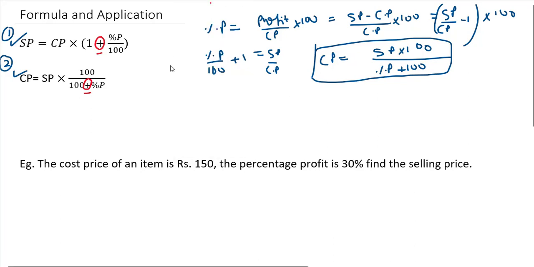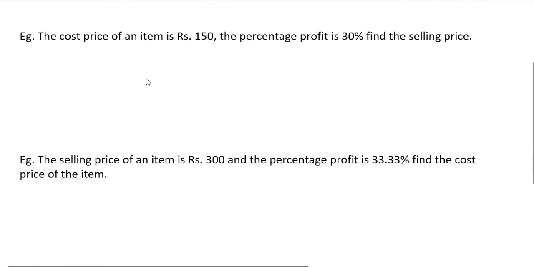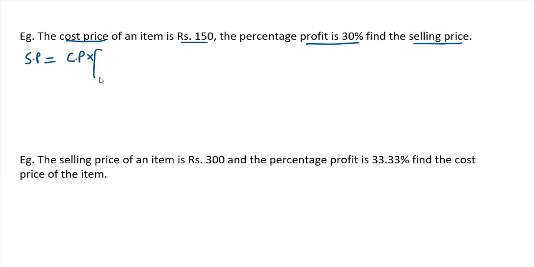Let us now solve a few examples based on the above formulas and understand how to apply these formulas. In this question, you can see the cost price of an item is given to be 150 rupees. The percentage profit is given to be 30, and the selling price is required. Now, if cost price and percentage profit or percentage loss is given to you, you can very easily find the selling price. Selling price will be nothing but your cost price into 1 plus percentage profit, in case of loss we will use minus sign over here, divided by 100. So cost price is 150 rupees and percentage profit is 30. So 30 by 100 plus 1 will give you 1.3.